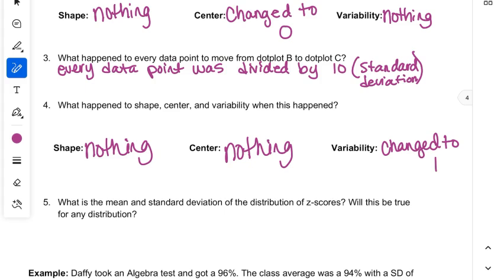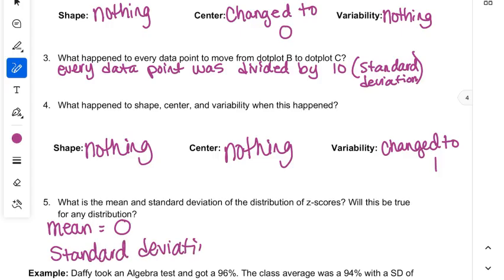So it says, what is the mean and standard deviation of the distribution of z-scores? What is the new mean? 0. What's the new standard deviation? 1. Yeah, 1. And will this be true for any distribution? Yes. It will be true, no matter the shape.